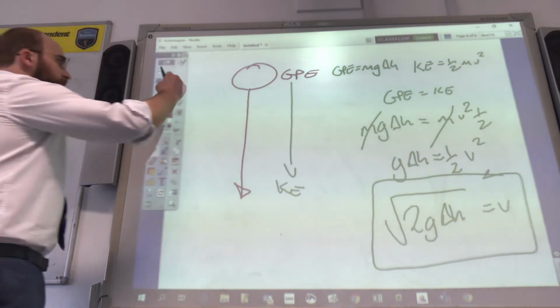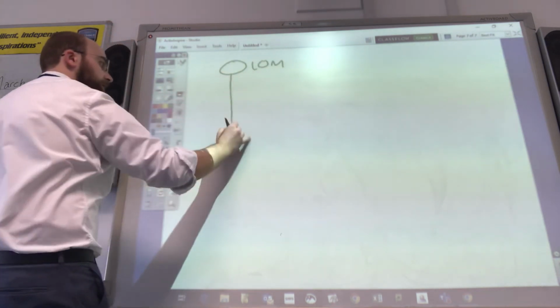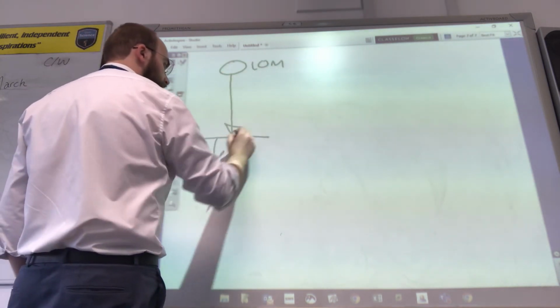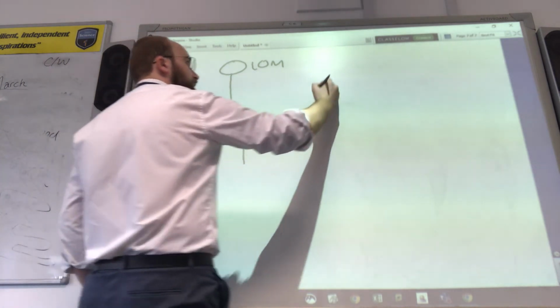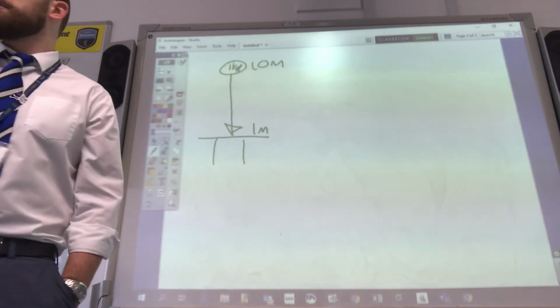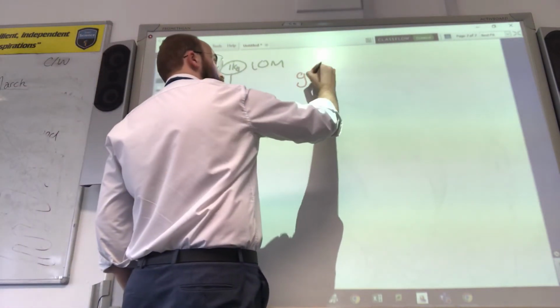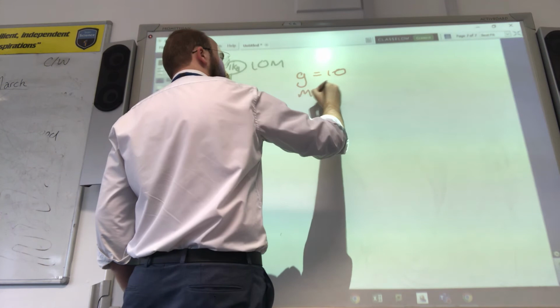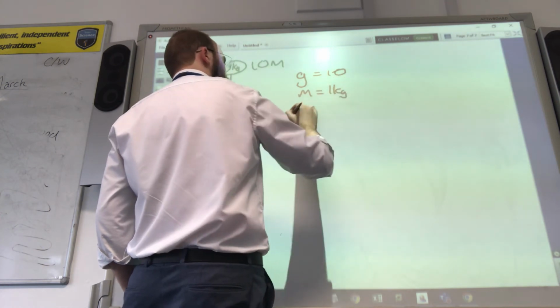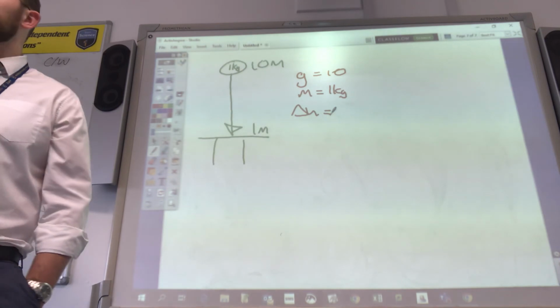What did I think of? Oh right, something I've not seen before which might happen. I've got a ball that's 10 meters in the air and it falls onto a table that's 1 meter in the air. It's got a mass of 1 kilogram. Can you tell me the gravitational potential energy of this ball? Collect our terms. Gravity we'll say is 10. Mass we'll say is 1. Change in height? Meters. Yes.